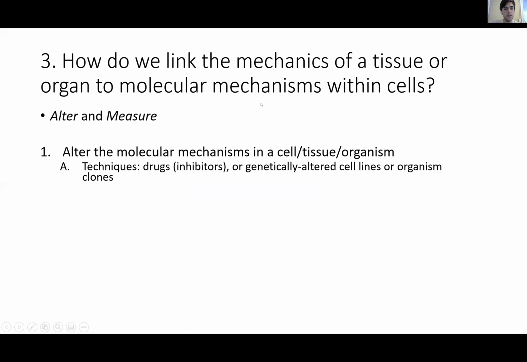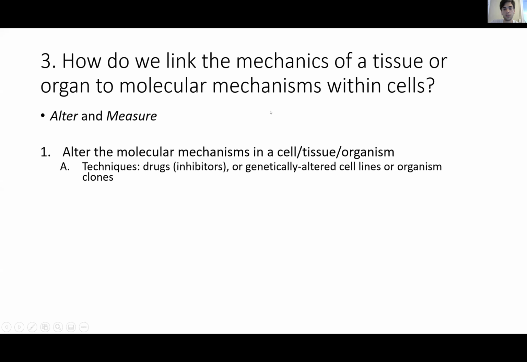The first step is altering the behavior of the cell, and there are a couple of ways scientists do this. One is using certain kinds of drugs. You may use what's called an inhibitor to reduce the gene expression of a certain gene, and so then you would make less of a certain protein, right?